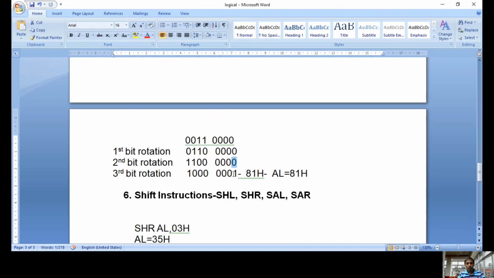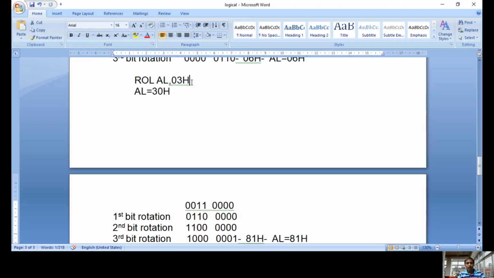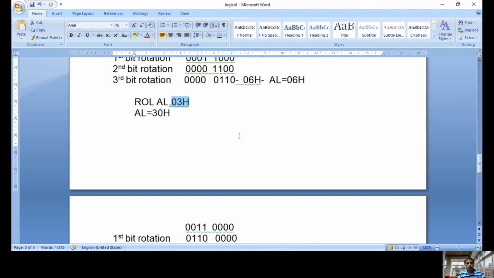In the next bit rotation, this 1 will occupy the LSB position, and the remaining bits adjust accordingly. 1, 2, 3, 4, 5, 6 zeros. Then 1 comes into the next position. Like that, the 3 bits are rotating to the left side. What is the equivalent hexa for this result? 8 here, 1 here. So the total result is 81H. So AL now receives 81H if you perform the rotate left operation for 3 bits.